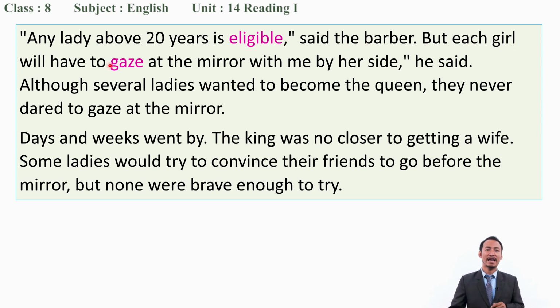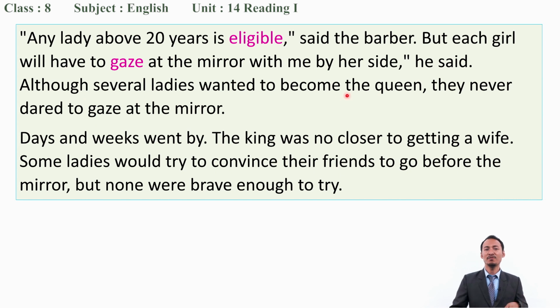Said the barber, but each girl will have to gaze at the mirror with me by her side. Understand? Look at this word gaze. Gaze means look into something steadily. Look at something steadily. So the condition is every girl should look into that mirror, which is a magical mirror and which is by my side, he said.